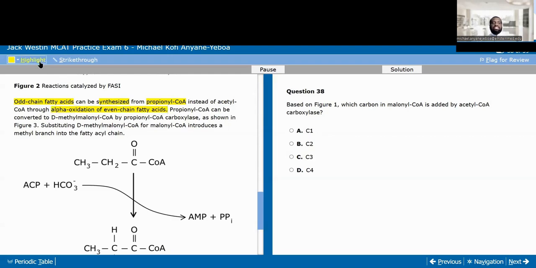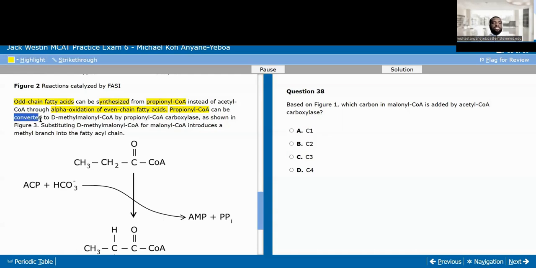So I might highlight this. The key is I am not trying to highlight every single piece of information. I want something that if a question comes on odd chain fatty acids or propionyl-CoA, I can find it, right? So propionyl-CoA can be converted. This might be something, it's giving us more information about propionyl-CoA, can be converted to D-methylmalonyl-CoA, right? By propionyl-CoA carboxylase, right?